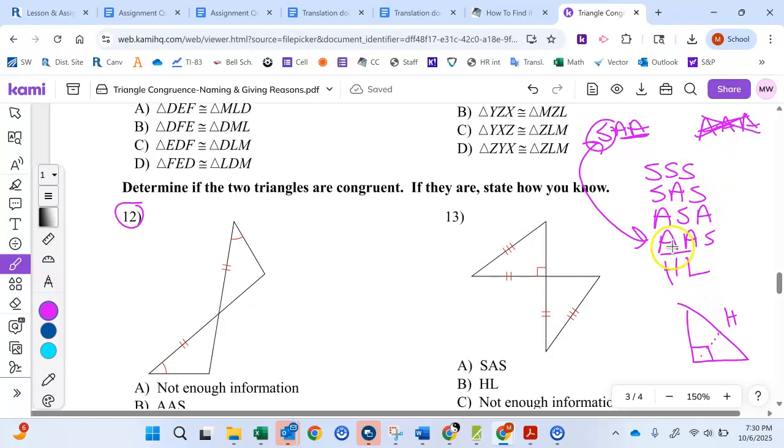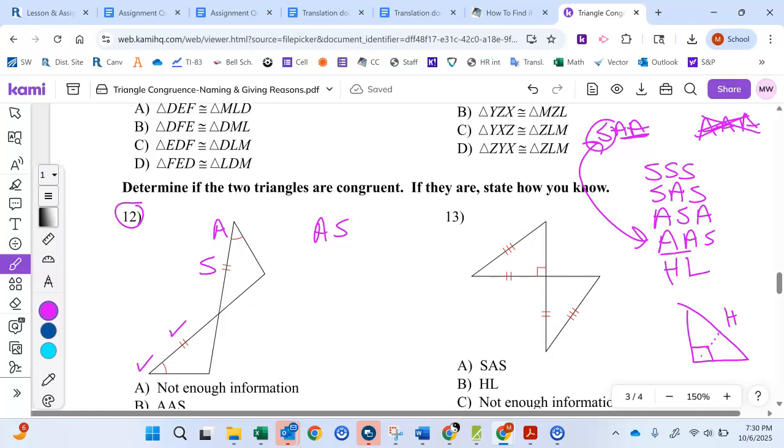So it's going to be one of these. Let's check out number 12, okay? So what do we have? We have an angle. They have the same angle right here, okay? And they also have a side, the same side over here. So we have angle, side, and then what do they have over here?